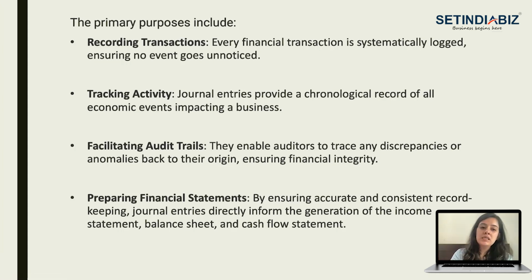Next, facilitating audit trails. Obviously, when we have proper records, date-wise records in order, it helps in assisting the audit. They enable auditors to trace any discrepancies or anomalies back to their origin. Anomalies means any odd events, any discrepancies that have been recorded, they are easy to find out by the auditors back to their origin.